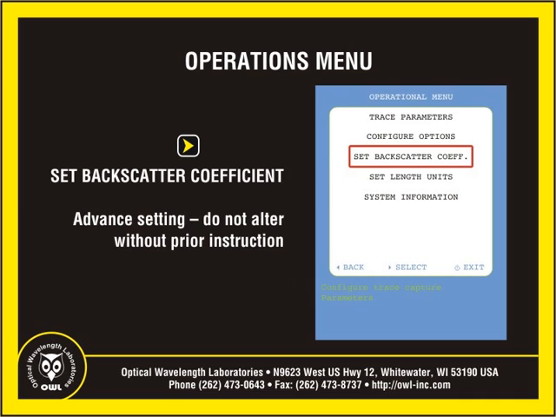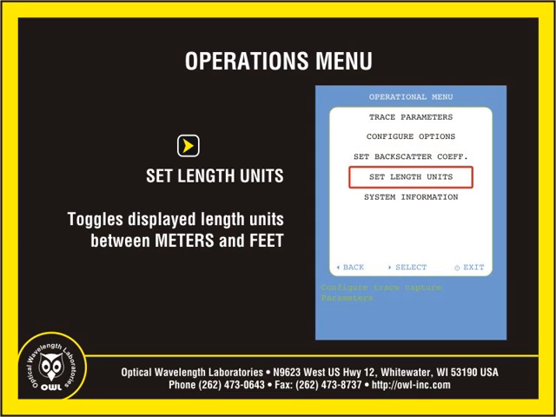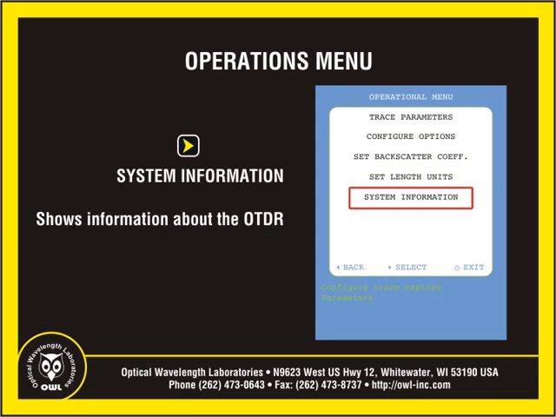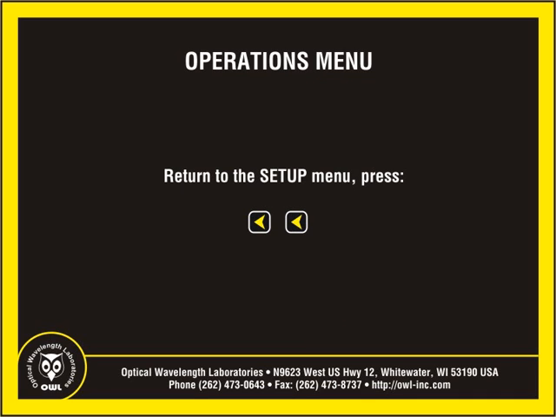Set Backscatter Coefficient is an advanced setting that is set at the factory and should not be altered by OTDR users. The Set Length Units option allows the OTDR to display length measurements in either meters or feet. System information includes pertinent information about the hardware, software, and other options in the OTDR. To return to the Setup menu, press the left arrow button twice.